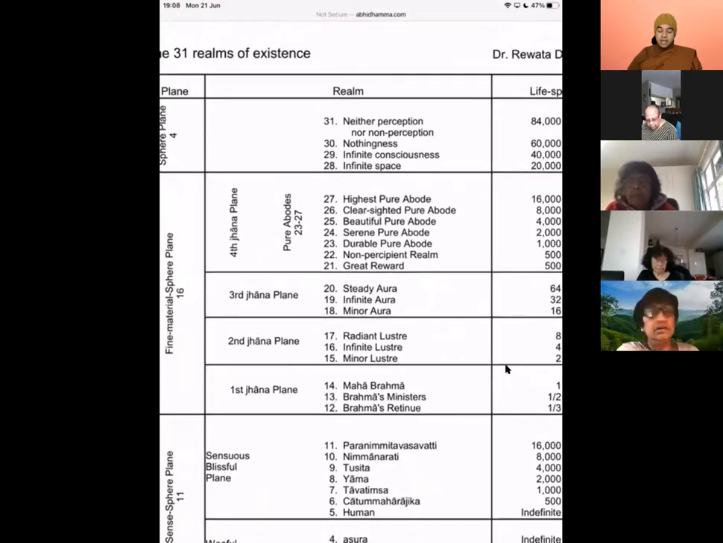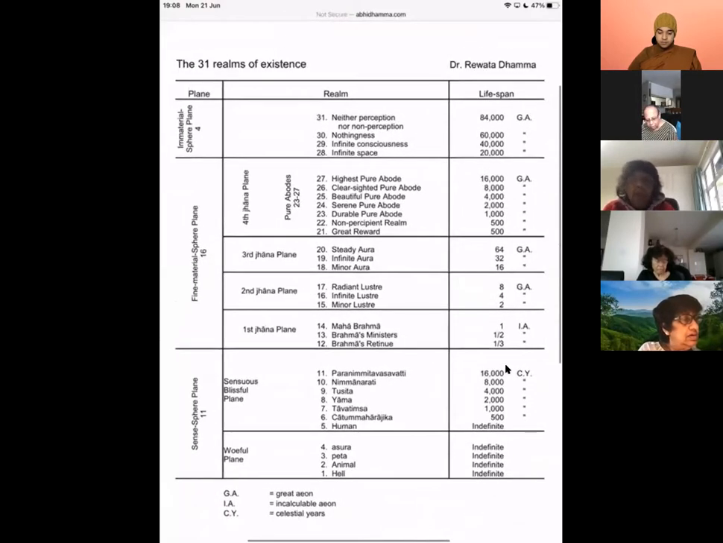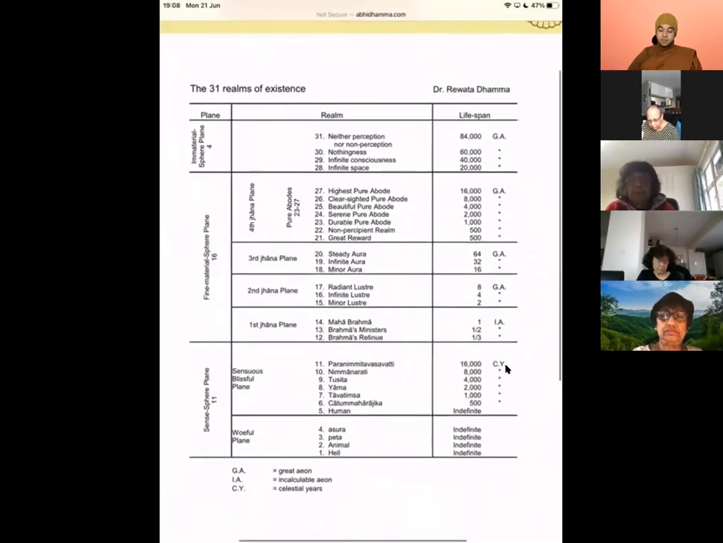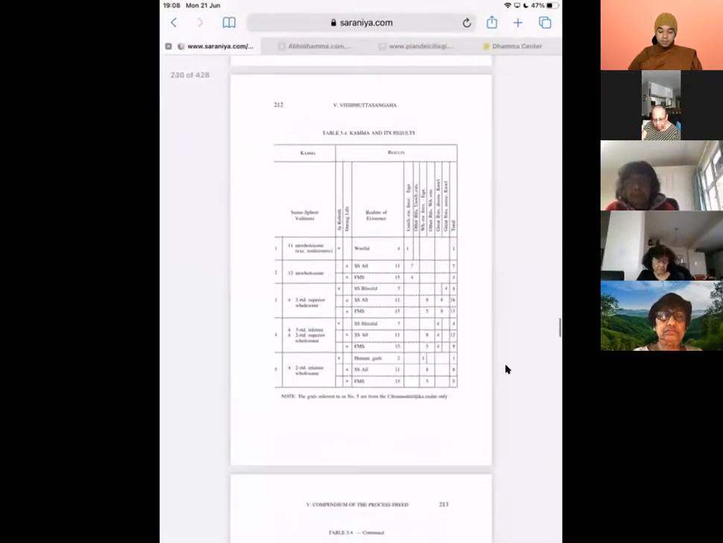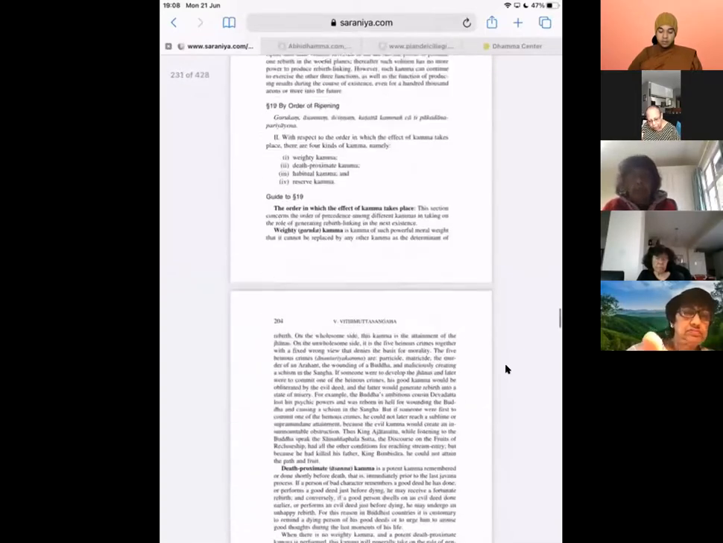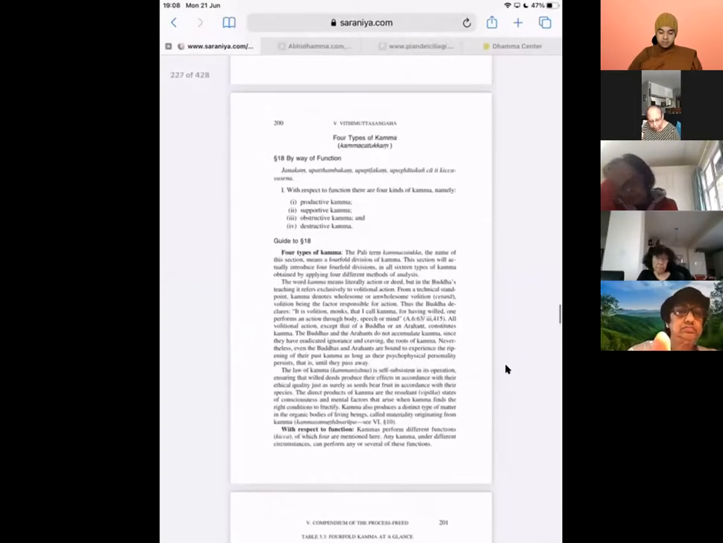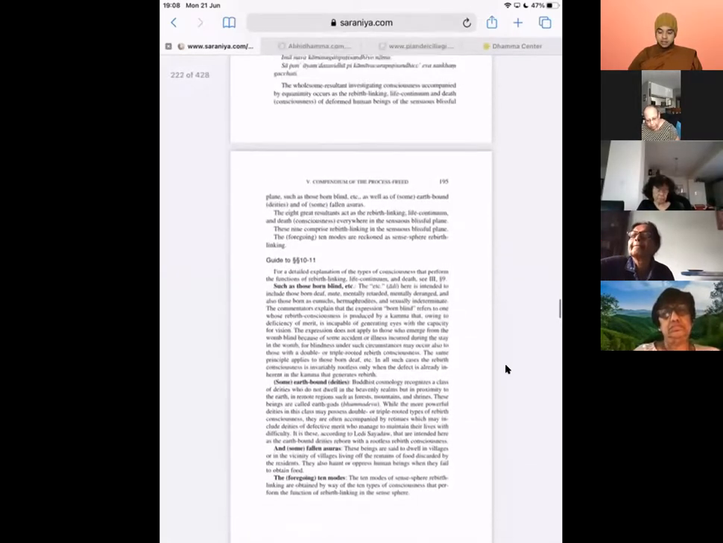Correct, Bhante. But if you look at table 5.1, it has second and third jhana combined as radiant luster, infinite luster, and minor luster. Both are combined together, second and third jhana, in table 5.1. There's no 5.2. What is the page, Lucky? 186. Okay.